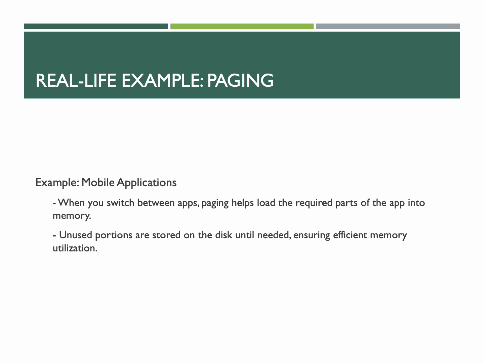For example, if you're using a messaging app and then switch to a video streaming app, paging ensures that both apps remain accessible, but only their active components are loaded into RAM. This minimizes memory usage and allows for smooth multitasking.